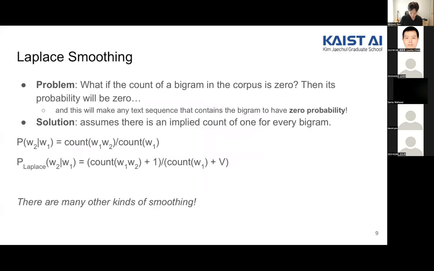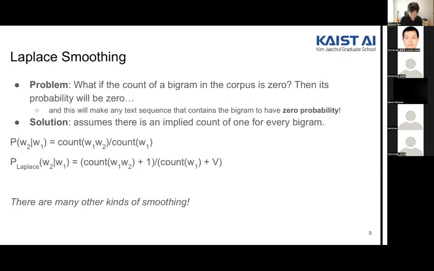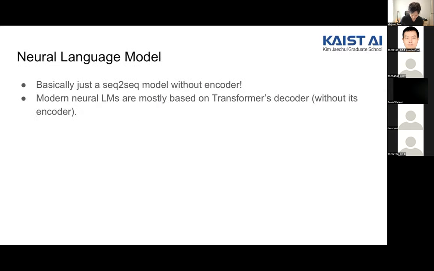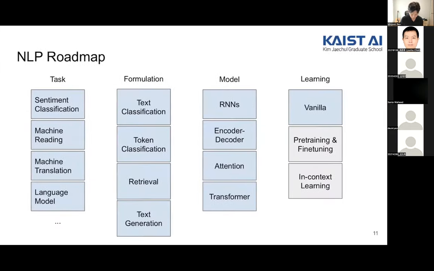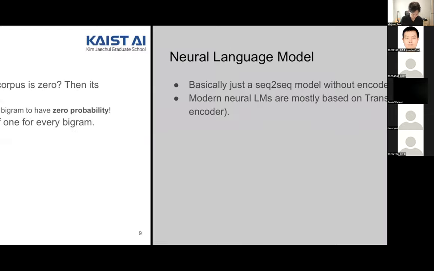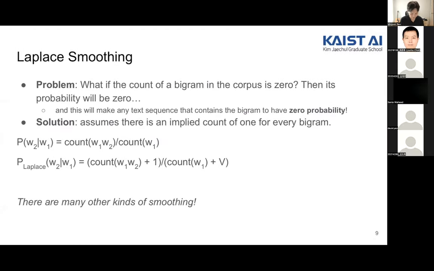All right, so I'm going to talk about Laplace smoothing before we go into the break, okay? And then let's just cover up to the neural language model and the NLP roadmap. Yeah, we started a bit late, so we'll probably have a break a bit late.